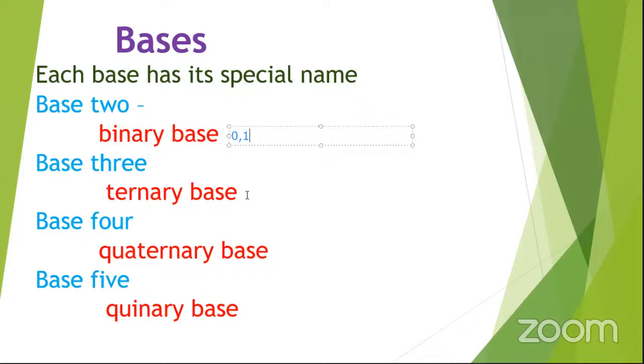Then base 3 also has 3 digits, and that is 0, 1, and 2. Because we've said that one of the things we need to note is that each base does not have the digit that is equivalent to its base name. That's why base 2 has 2 digits, 0 and 1, but 2 is not included because it is equal to its base name.